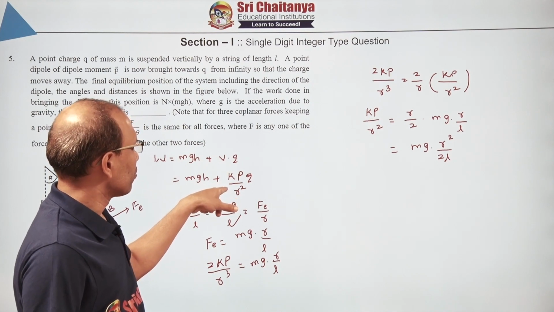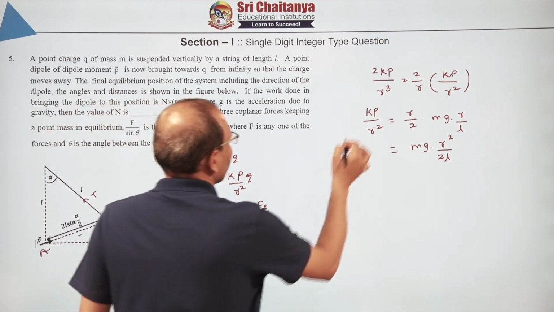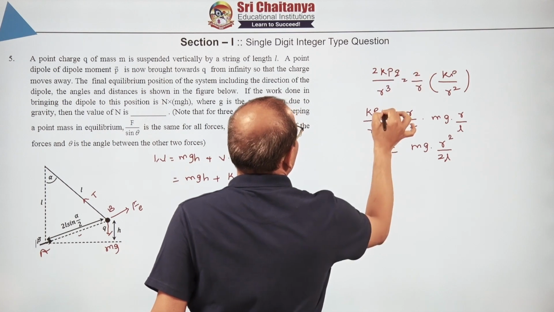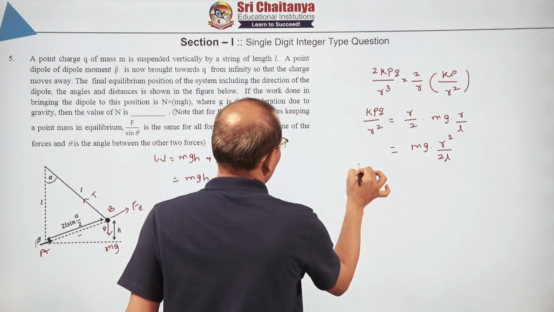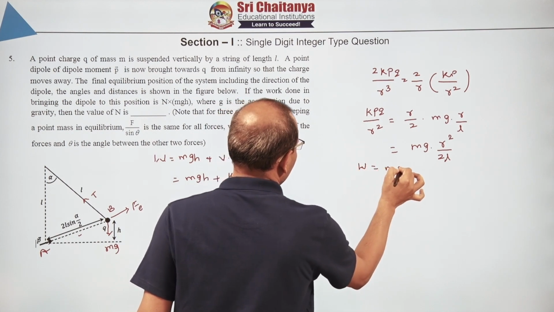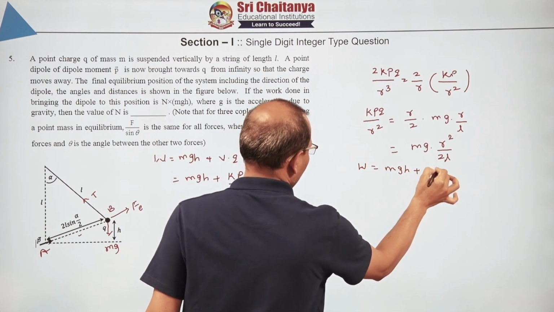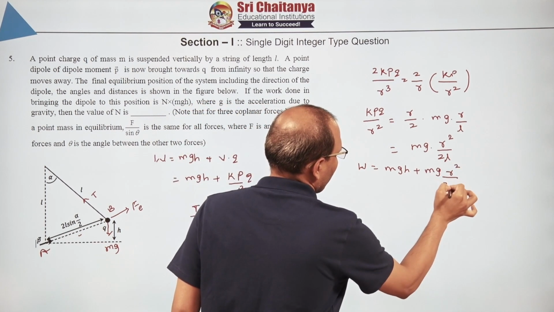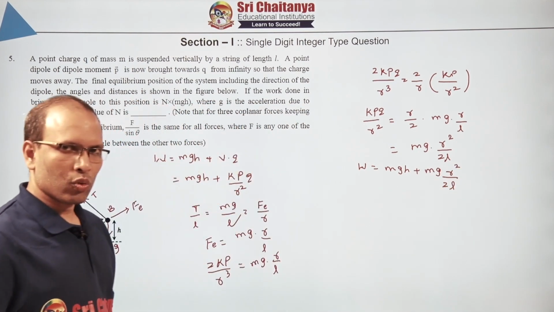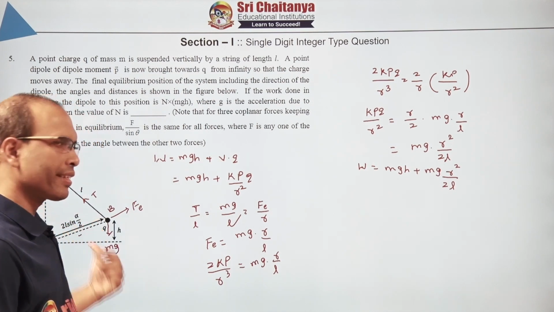Now when you substitute it here, the work done will be mgh plus mg into r square by 2L. Now what is r square by 2L here? Now we can get this relation from here.